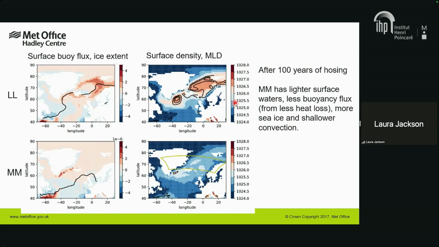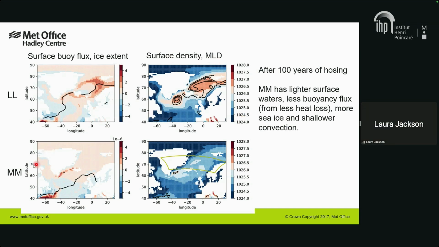And then this is looking at the mean states after 100 years of hosing in the two models in a bit more detail. And on the left, you can see the surface buoyancy flux and the ice extent. And then on the right, the surface density, which is the coloured surfaces, and mixed layer depth, which are the contours.